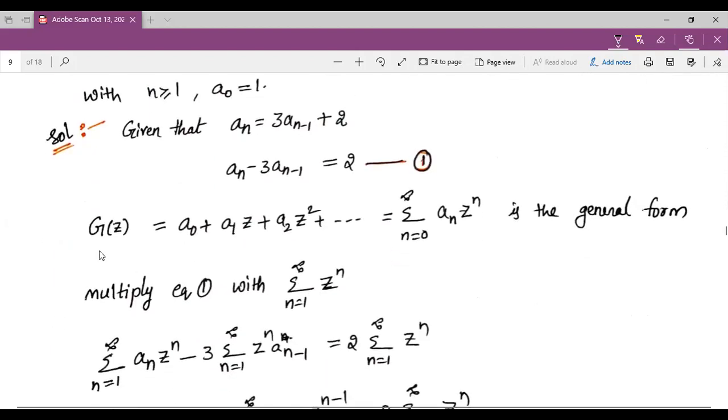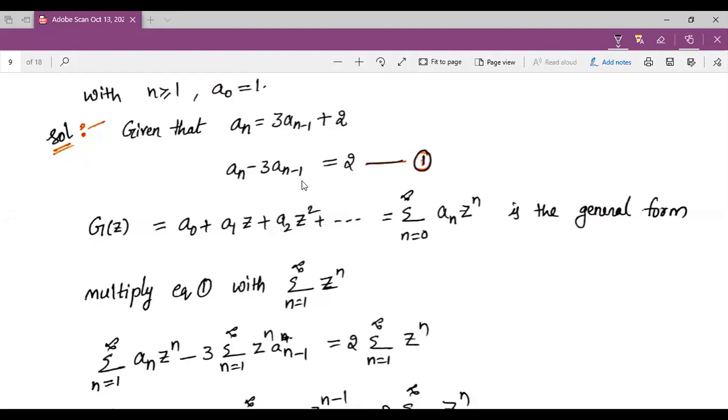And we have the generating function. The general form of the generating function is g of z is equal to a naught plus a1z plus a2z square plus and so on, is equal to summation n is equal to 0 to infinity an z power n. Okay, this is the general form of the generating function. So multiply equation 1, that is the given recurrence relation. So we convert this recurrence relation using generating functions.